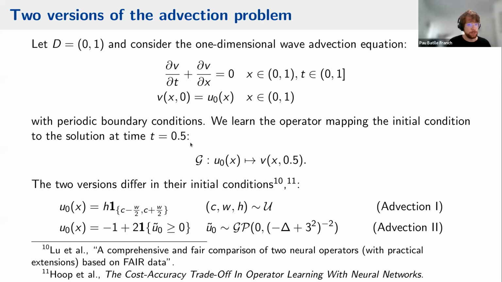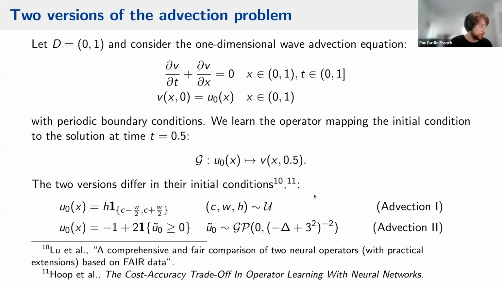The way that one sets up the data for such a problem is sampling U0 from a distribution, then solving the equation with a numerical method, and then obtaining B. There are two versions of this problem that were considered in different papers. One of them I will refer to as advection 1, and the second one as advection 2. And they differ only in how the U0s were sampled in the training set. So the operator G is exactly the same.